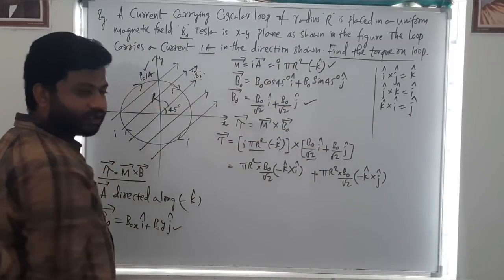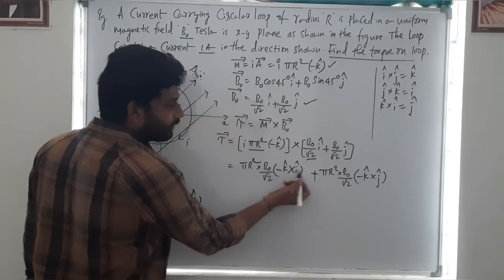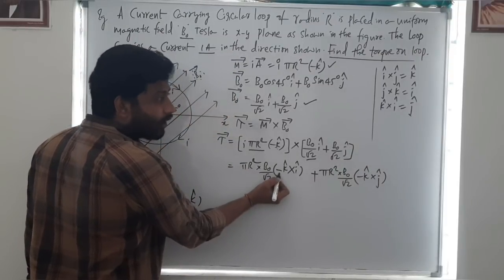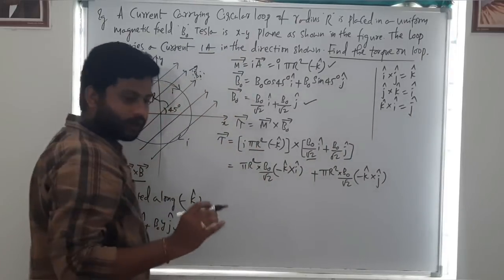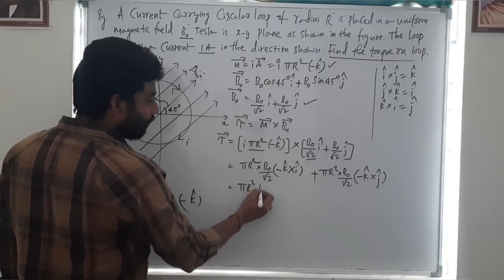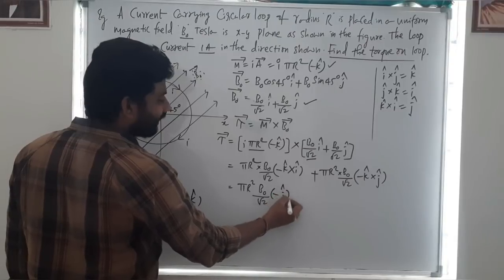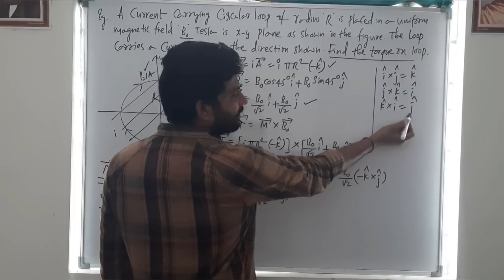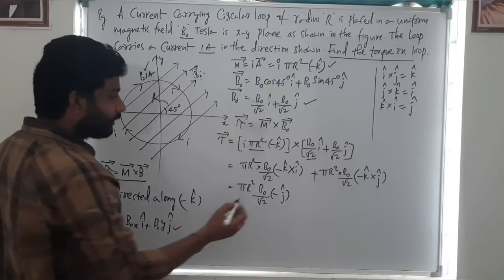Okay. So now look here. What is this? K cap cross I cap, but there is a minus. You can see here, k cap cross I cap is j cap, but it is minus here. So this will be minus k cap cross I cap is minus j cap. Okay. So I am writing the same here. So pi r square B naught by root 2, which is minus j cap. Is it okay? Minus k cap cross I cap. Generally k cap cross I cap is j cap. But here minus is given, so that's why it is minus j cap, right?